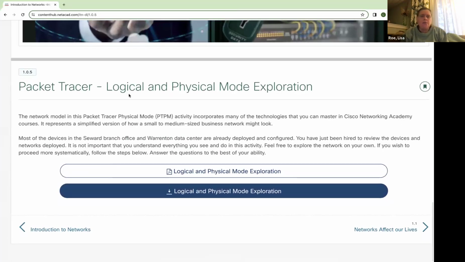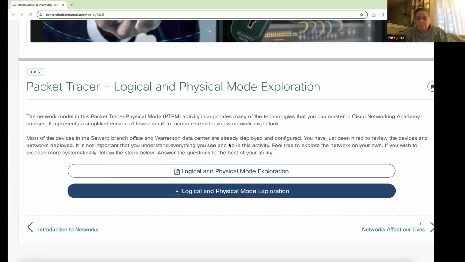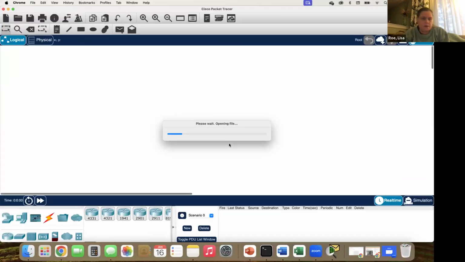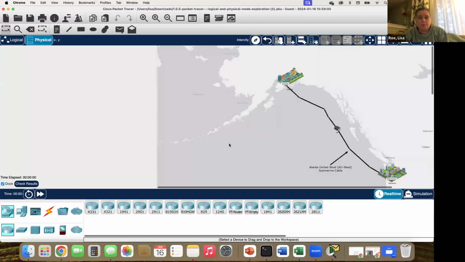And then there is what's called a logical and physical mode explanation. I did not walk through this one. I do want to show you it's a different little setup than the packet tracer that you're going to see, I believe. I'm just waiting for it to start. Nope, it doesn't look like it's going to be different. I have to wait for the file to open.